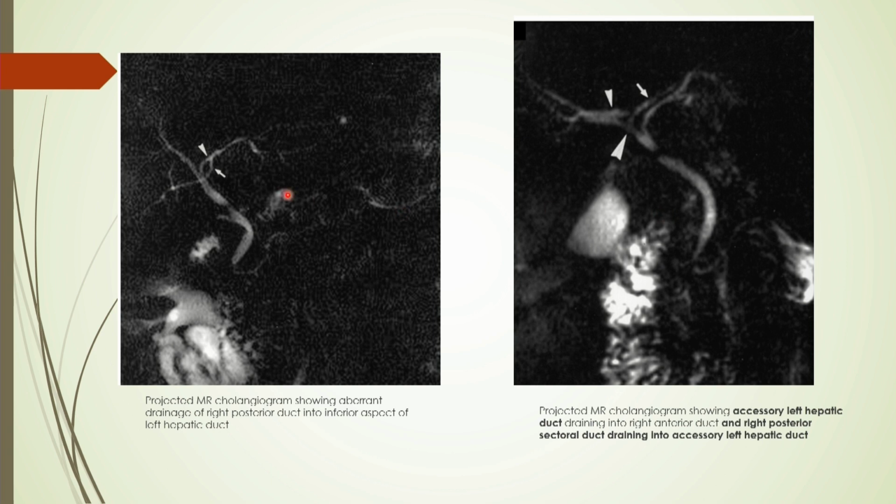This is another projected MRCP image. We can see here the right posterior sectoral duct draining onto the inferior aspect of left hepatic duct. Another common anomaly, the accessory left hepatic duct draining at the right anterior sectoral duct and the right posterior sectoral duct draining into the accessory left hepatic duct.